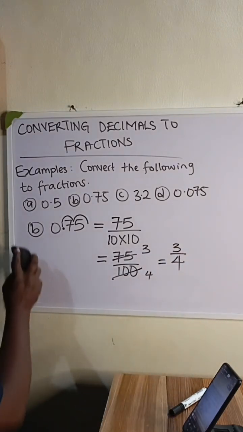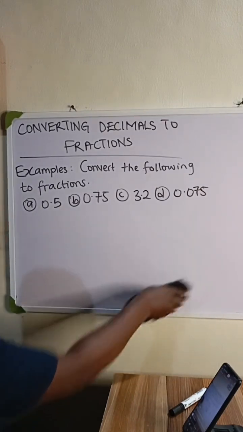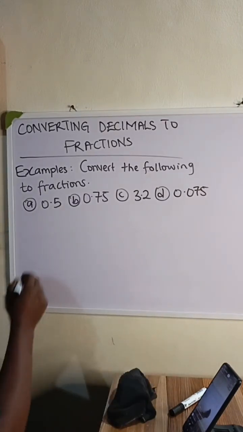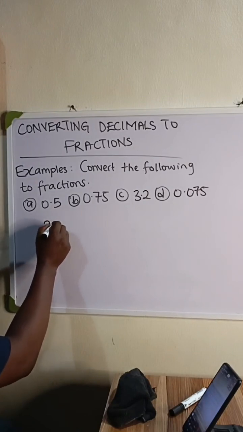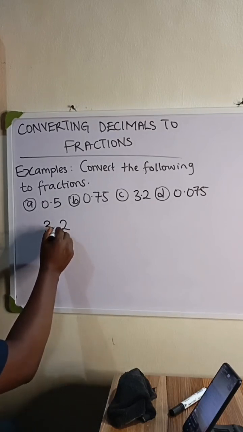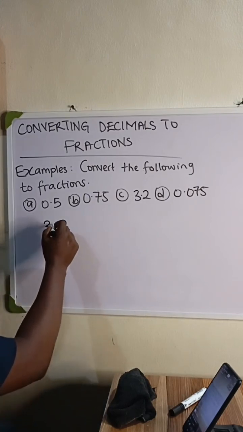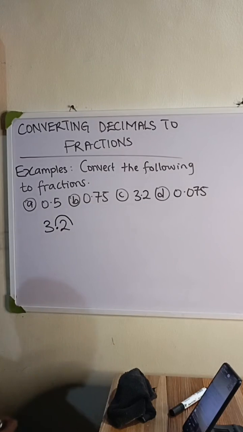So let's continue. Let's go to C. C will have 3.2, and we're expected to convert 3.2 to a fraction. Just as we moved the decimal point in other cases, we also have to move this to the right end. So let's do that. We have to move once, and just by moving it one time, we are already at the end.